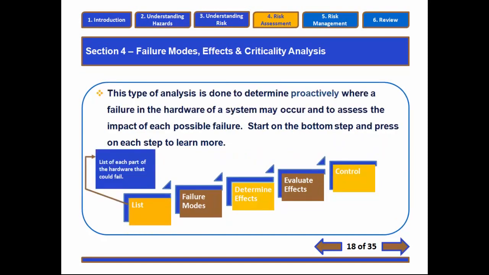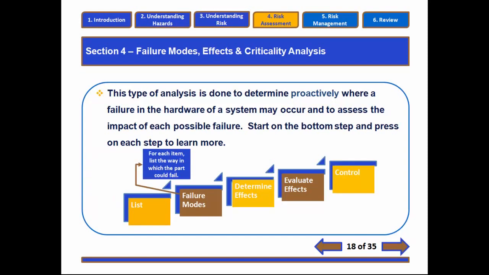So there's kind of 5 steps that you go through in order to do this analysis. You're going to list, and then look at the failure modes, determine effects, evaluate effects, and then determine how to control. So for the list, straightforward. You just generate a list of all the parts of hardware that could fail. Obviously, for a chemical plant or something of that scale, that's going to be a pretty long list, but you might be able to group things into categories and whatnot to keep it manageable.